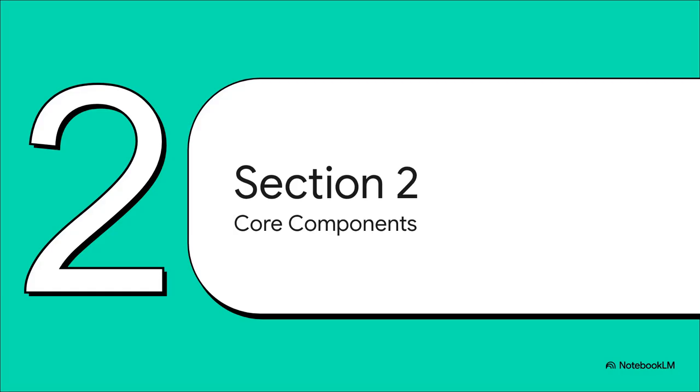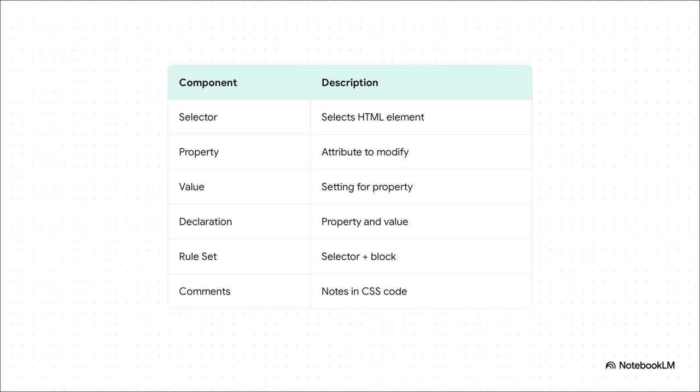That's it. Moving on to Section 2, Core Components of CSS. Let's look at the digital paints and brushes we're going to use to style our pages. Now, what's really interesting here is the complete anatomy of a CSS style. Think of CSS as a language. Just like English has nouns, verbs, and adjectives, CSS has selectors, properties, values, and declarations. If you want to instruct a browser to make a specific change to your page, you literally have to build your sentence using these exact components.